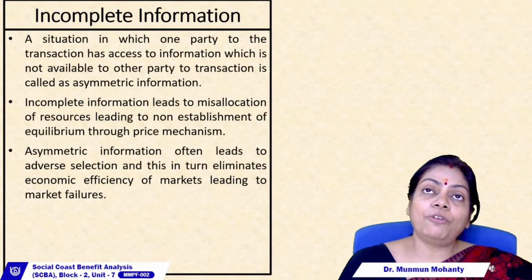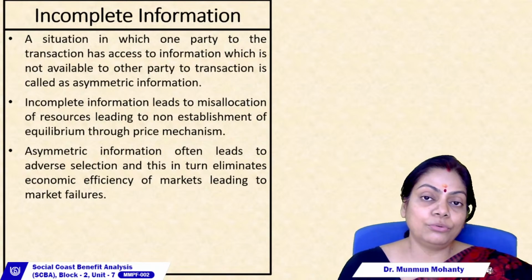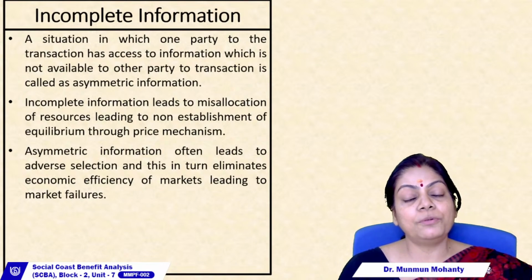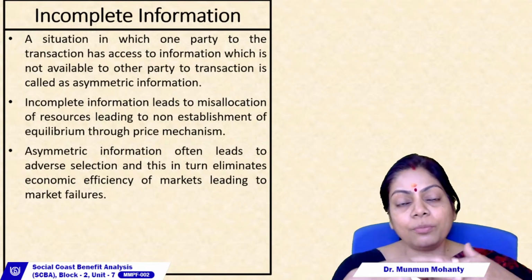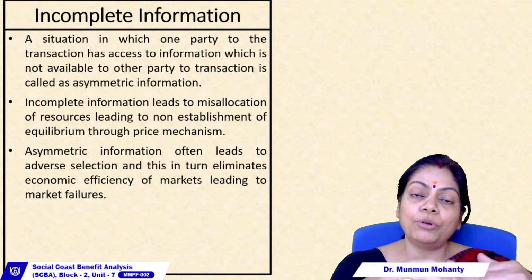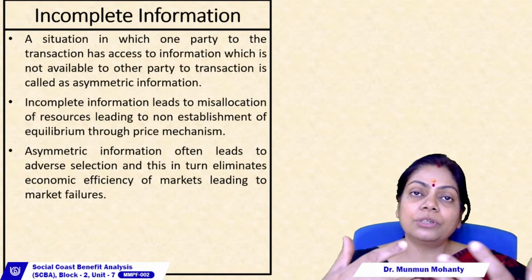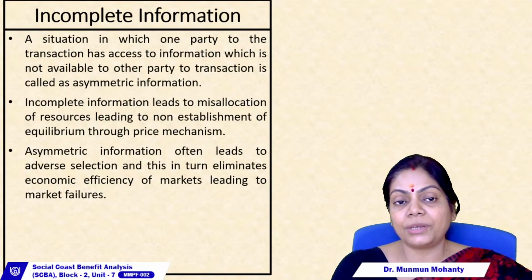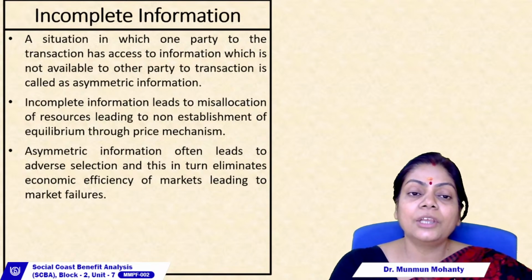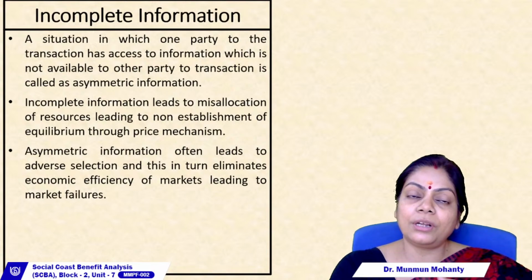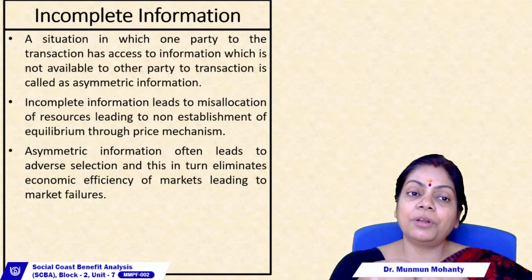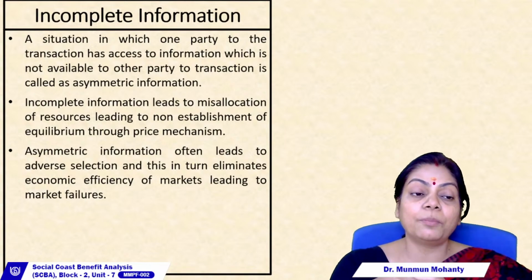Now, incomplete information also leads to misallocation of resources, leading to non-establishment of equilibrium through the price mechanism. So we'll never be at the equilibrium point when we talk about demand and supply, because the producers have less information, or maybe the consumers have less information. In that case, the equilibrium will not arise, where demand and supply are in equilibrium and we discover an appropriate price for a particular good.